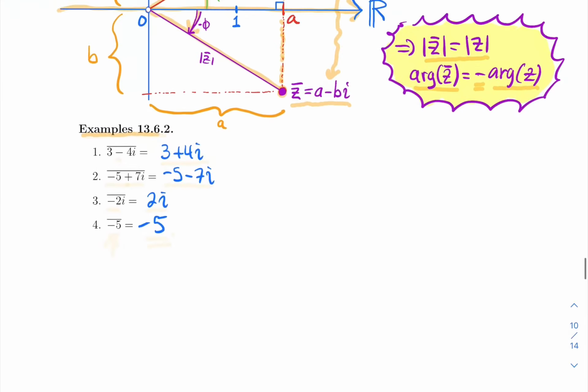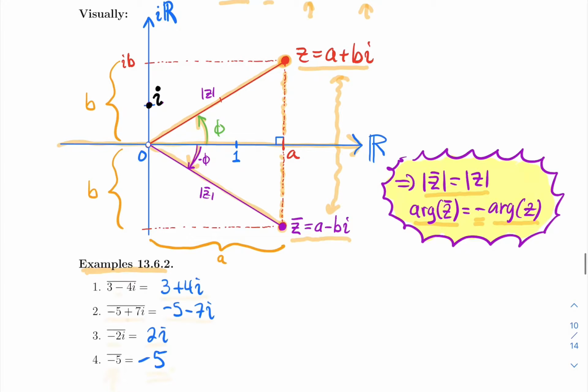Couple of quick examples. So algebraically, conjugate is a very straightforward operation. So if you want to compute the conjugate of 3 minus 4i, you just need to change the sign of the minus and it becomes a plus. So you get 3 plus 4i. If you want to compute the conjugate of minus 5 plus 7i, you need to change the plus into a minus. So you get minus 5 minus 7i. The conjugate of minus 2i, so you change the value of b into plus 2. So you get 2i, and then the conjugate of minus 5, so here the imaginary part is 0. So on real numbers, the conjugate does nothing. So the conjugate of minus 5, or minus 5 bar, is just minus 5 again.